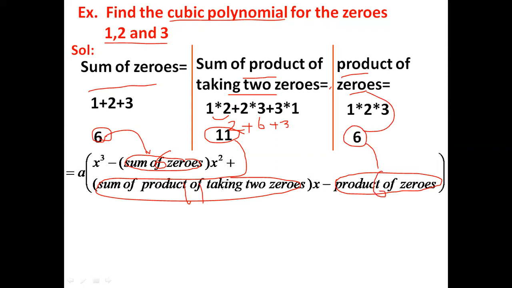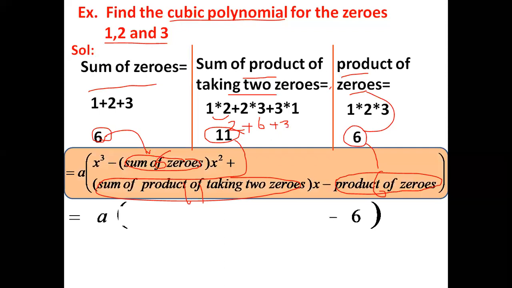So in the next step, a into x cube minus, here sum of zeros 6, into x square plus sum of product of taking two zeros, that is 11, so 11x minus 6. Here a can be anything.